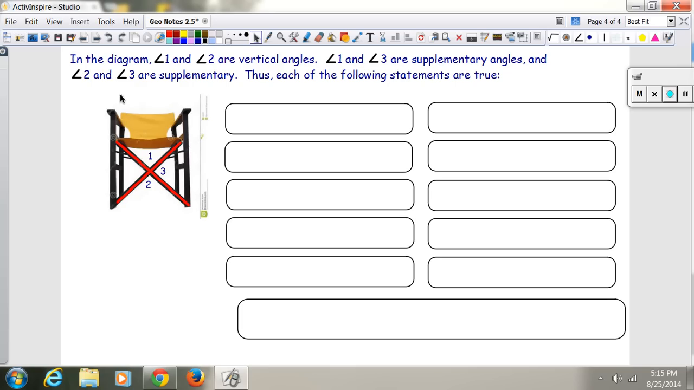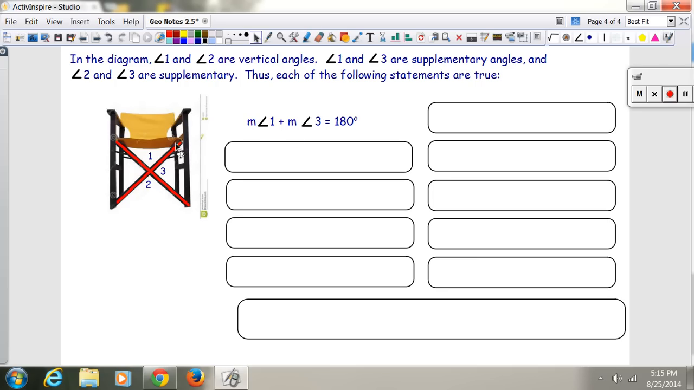Here's the last little page here. It's on vertical angles. It's just a small proof here. In the diagram, angle 1 and angle 2 are vertical. Angle 1 and angle 3, which we understand are a linear pair, they're supplementary. They're making a straight line. 2 and 3 are also making a straight line. We want to prove that 1 and 2 are equal to each other. So they're vertical right now, but it doesn't say they're equal, so we want to prove it.